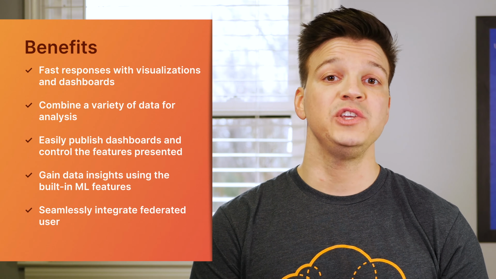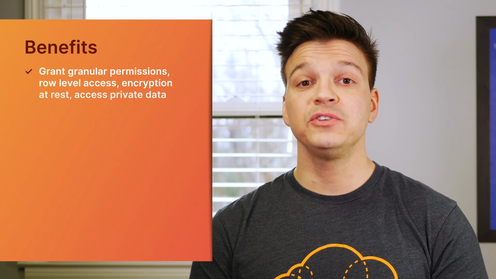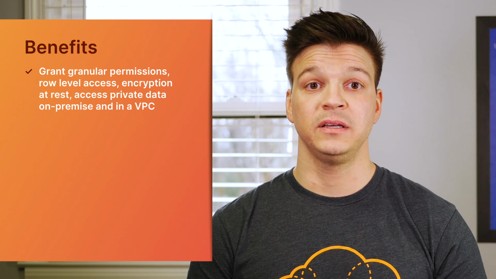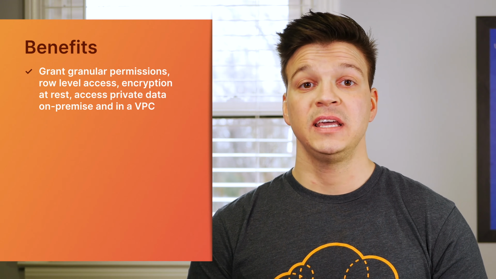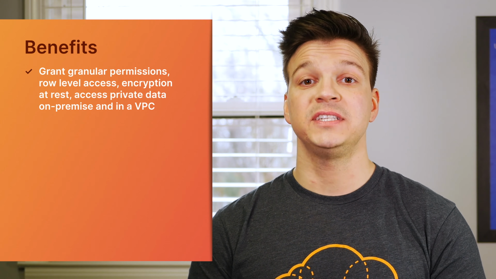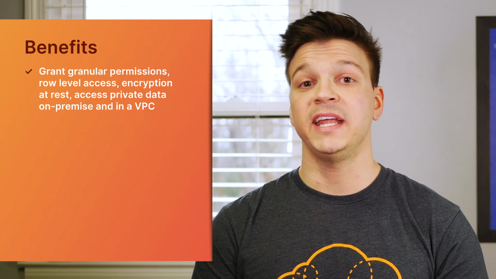Now, for security, you have the ability to grant granular permission to AWS data, grant row-level access, encrypt the data at rest, and also access private data on-premise or in AWS's Virtual Private Cloud, or VPC. Let's head to a demo and check it out.